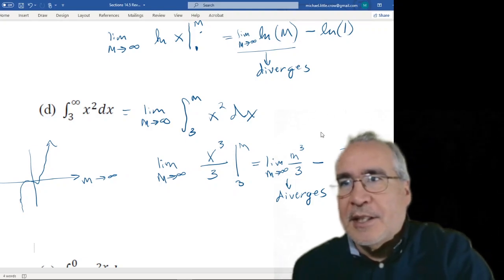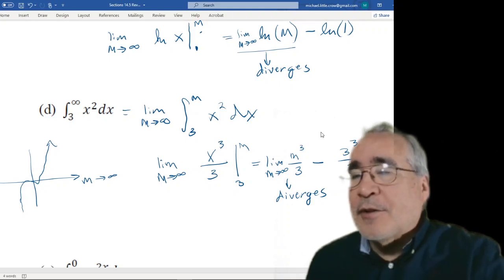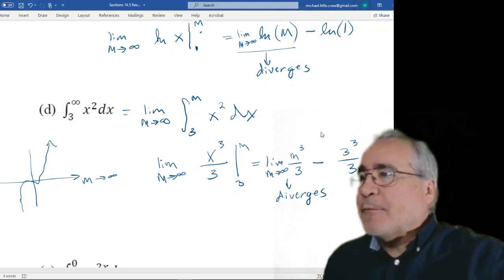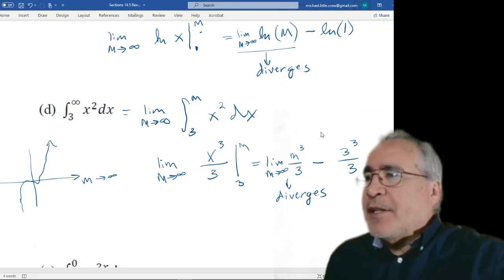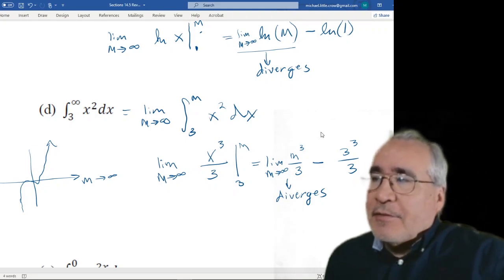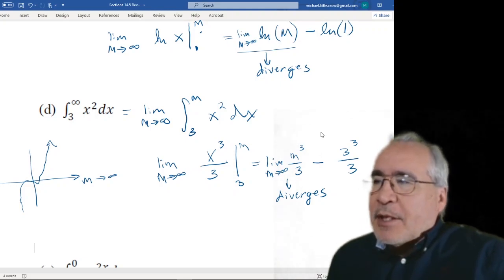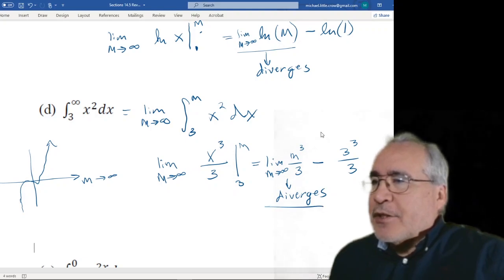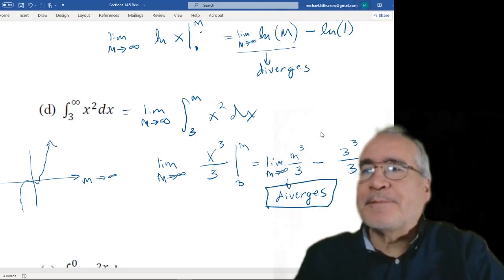It's actually infinity cubed, but however you want to think about it, it's definitely not going to converge. It's not coming back down. So it really doesn't matter what this is. Basically think of infinity minus something as still infinity. This would be 9, but it doesn't matter. It diverges, because of this part.